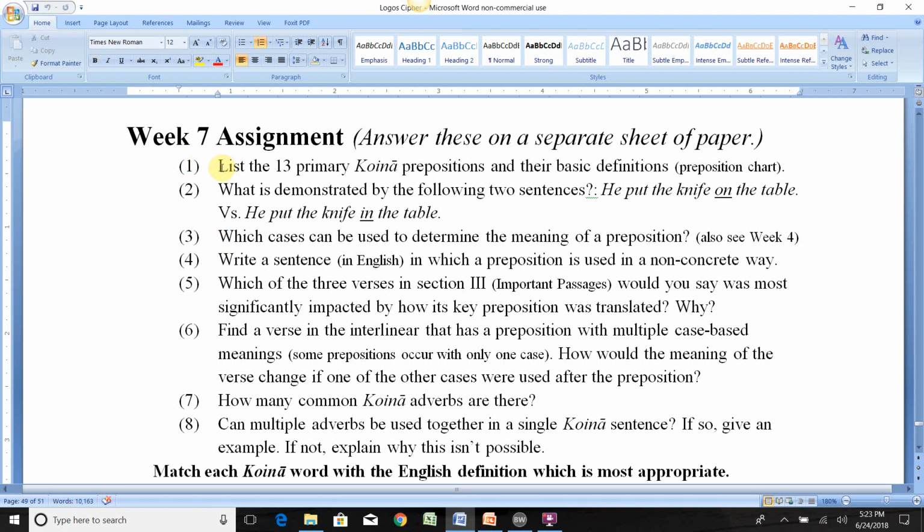Be very careful when it comes to prepositions. Context will not tell you. It is not definitive.